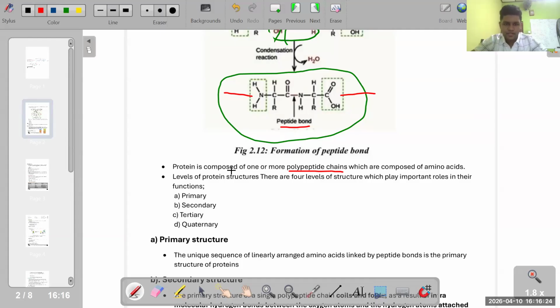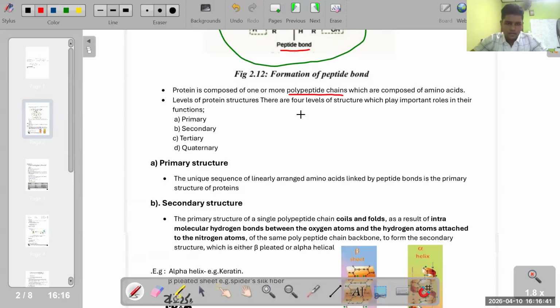Yes. Now, is this first point clear to you? Protein is composed of one or more polypeptide chains. I am sure you might get confused with this. Now, this is the thing. Proteins are made up of how many amino acids? 20 amino acids, right? So if 20 amino acids are involved in forming a protein, there is a collection of 20 amino acids in a chain. So, this is a polypeptide chain. Listen carefully. This is the polypeptide chain.